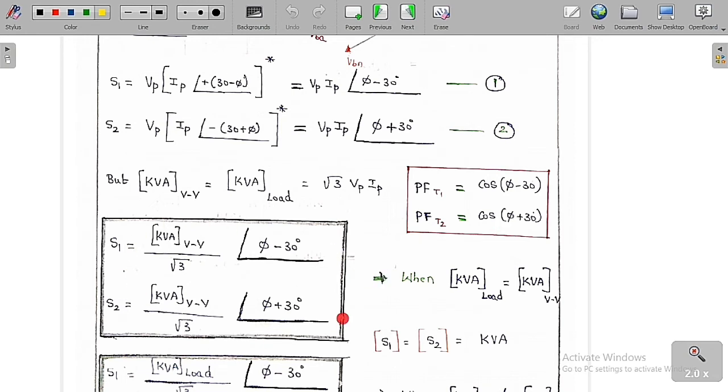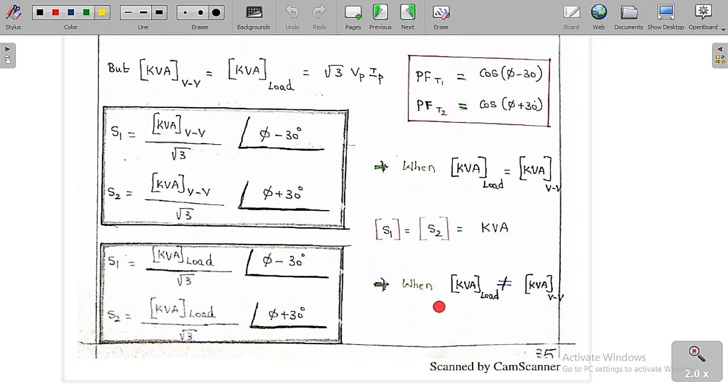So this is the condition only when the kVA of the load is equal to the kVA of the open delta; both units are in terms of kVA. Suppose the kVA of the load is not equal to the kVA of the open delta, then we have to use this formula: S1 is equal to kVA of the load by root 3 at an angle of phi minus 30 degrees, and S2 is equal to kVA of the load by root 3 at an angle of phi plus 30 degrees.